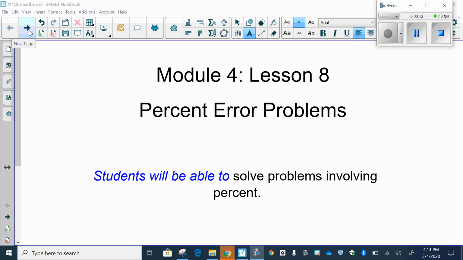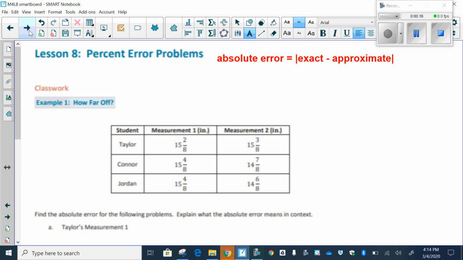We have another formula for you today, actually two of them. First one is absolute error. Absolute error is the absolute value of exact minus approximate. Go ahead and write that down. Absolute value of the exact minus approximate. I'll talk about what that means.